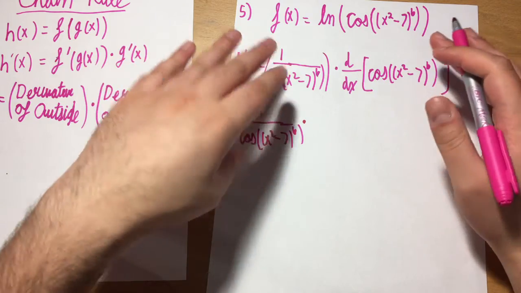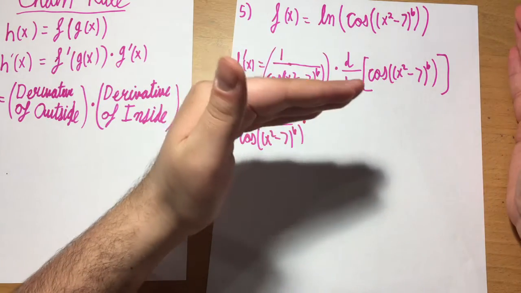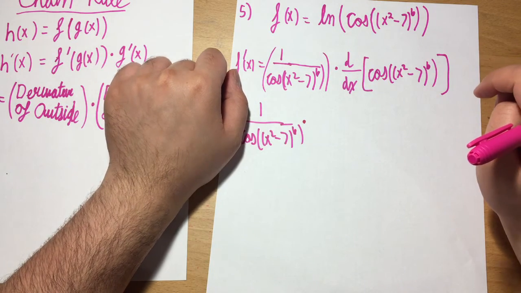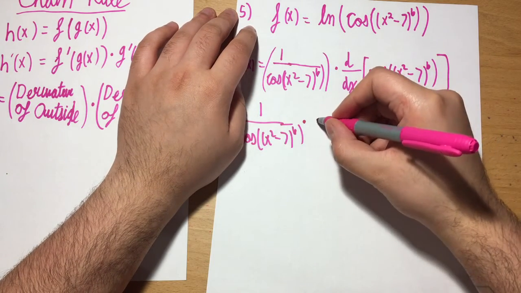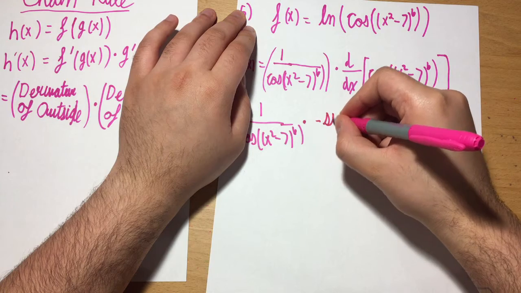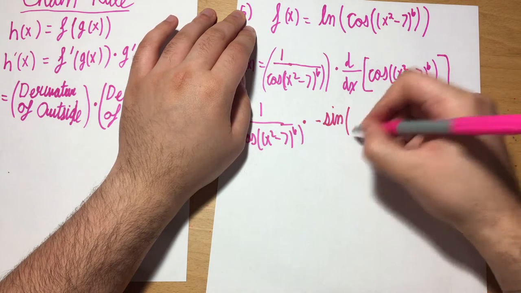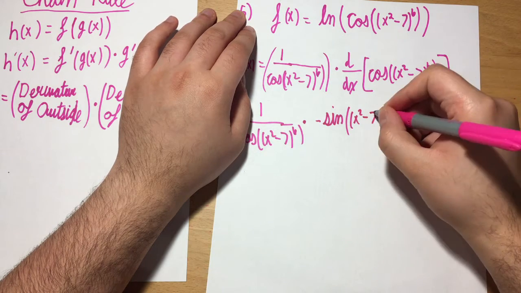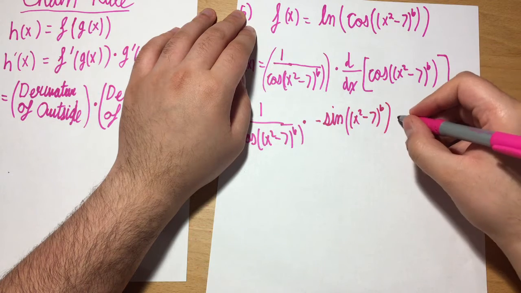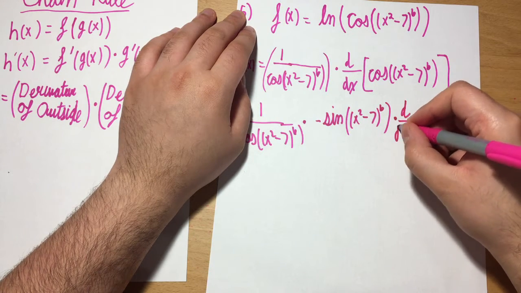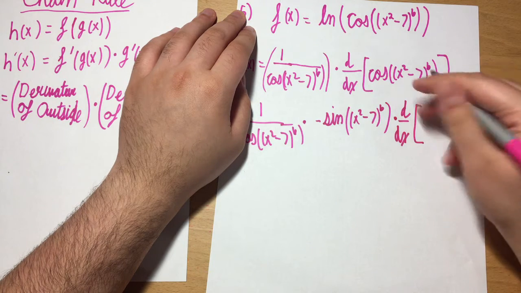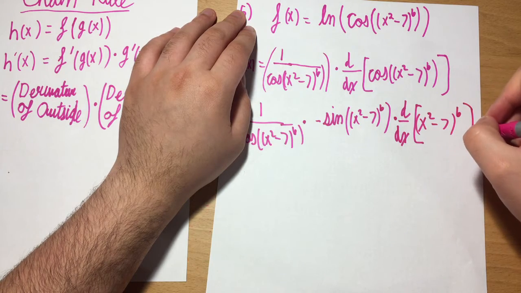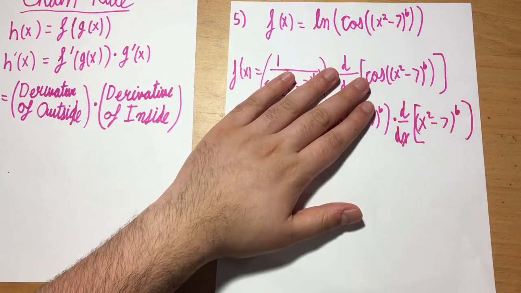Let's take the derivative of this. So we have to take the derivative of the outside stuff and then multiply it with the derivative of the inside stuff. The outside thing's a cosine, right? Cosine of x. The derivative of cosine of x is negative sine of whatever's on the inside, which in this case is (x squared minus 7) to the 6th. And then multiplied by the derivative of the inside stuff. And the inside stuff in this case is (x squared minus 7) all raised to the 6th. Now all this stuff gets carried down while we take this derivative.